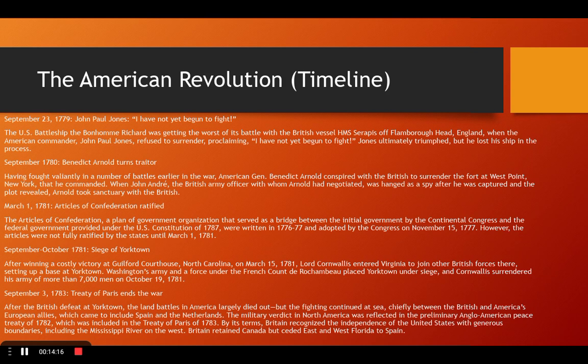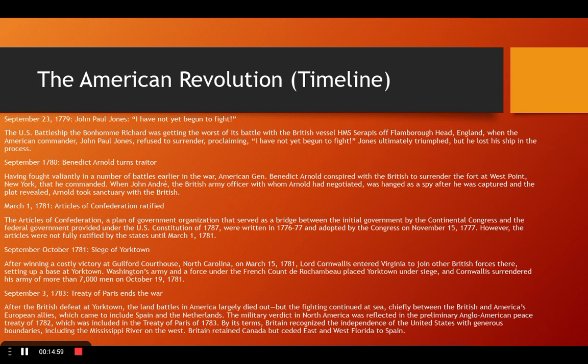September to October 1781, Siege of Yorktown. After winning a costly victory at Guilford Courthouse, North Carolina, on March 15, 1781, Lord Cornwallis entered Virginia to join other British forces there, setting up a base at Yorktown. Washington's army and the force under the French Count de Rochambeau placed Yorktown under siege, and Cornwallis surrendered his army of more than 7,000 men on October 19, 1781.